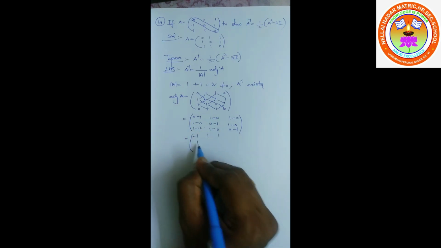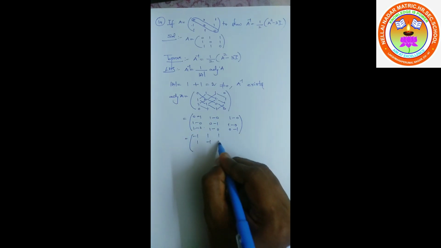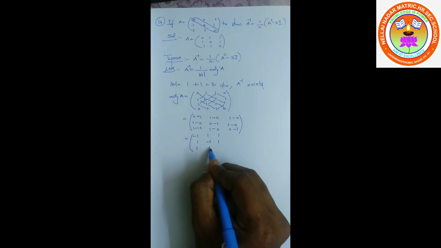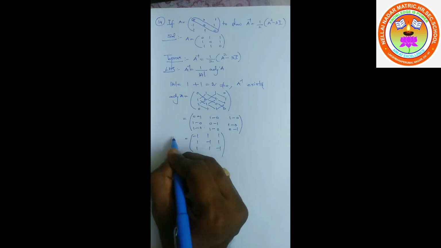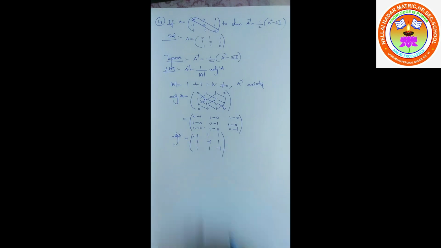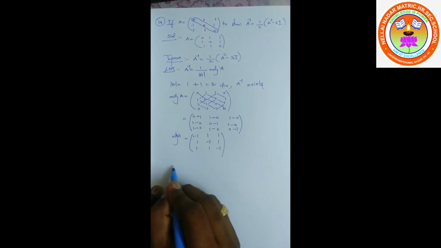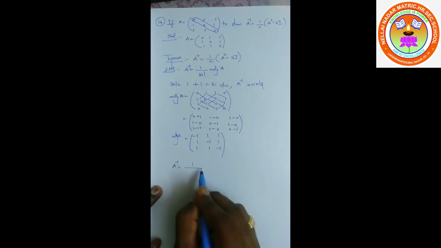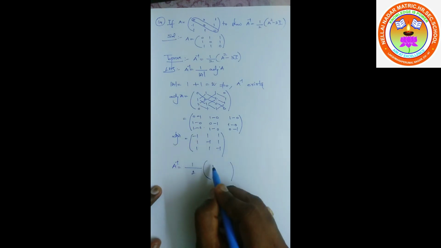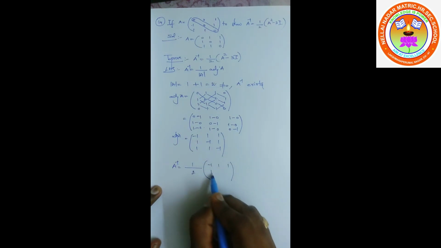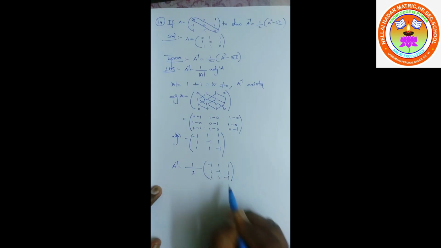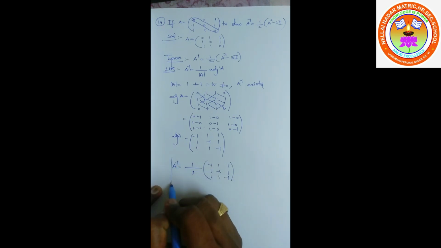So our adjoint of A is minus 1, 1, 1, 1, minus 1, 1, 1, 1, minus 1. This is our adjoint of A. Now I need to apply. Therefore A inverse is equal to 1 by determinant of A, we have got 2, into adjoint of A. This is adjoint of A: minus 1, 1, 1, 1, minus 1, 1, 1, 1, minus 1.